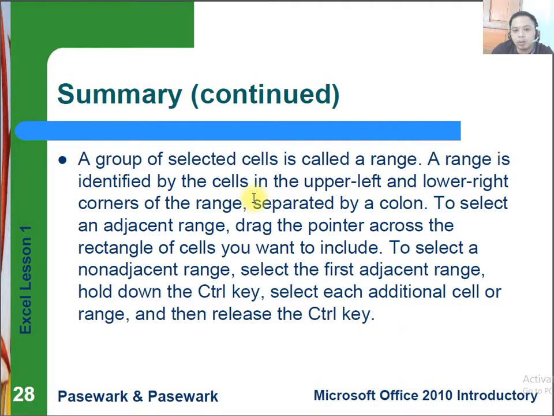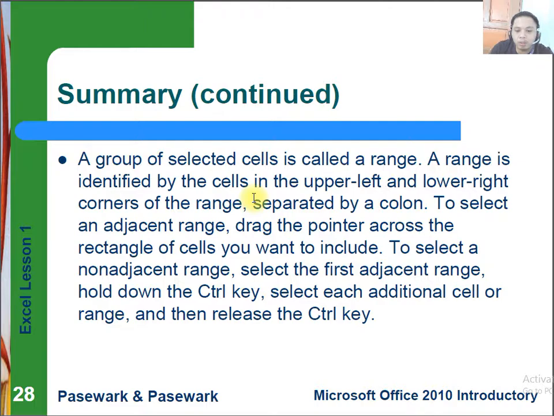Ang range po is group of cells na nakaselect or active. Okay? The range is identified by the cells in the upper left and lower right corners of the range, separated by a colon. Okay, so doon sa name box makikita din natin ang magiging pangalan ng range na yun. Okay, to select an adjacent range, pag sinabi natin adjacent, makakatabi yung cells.